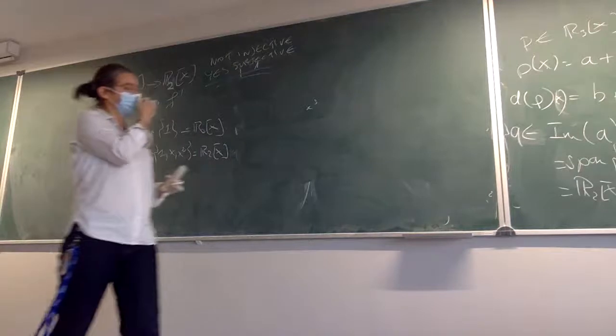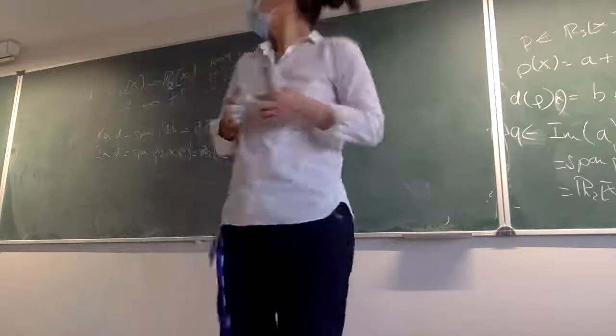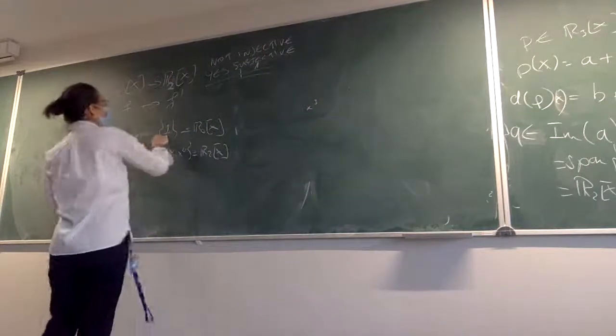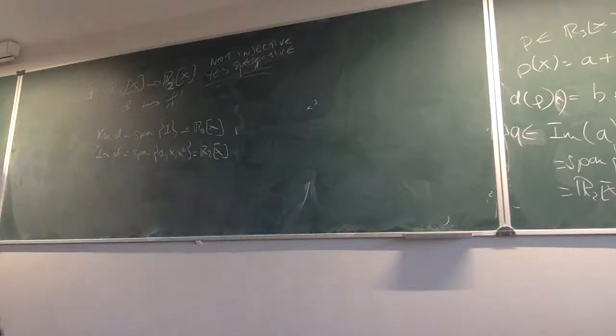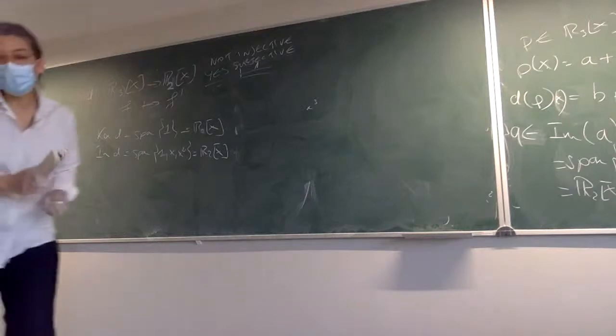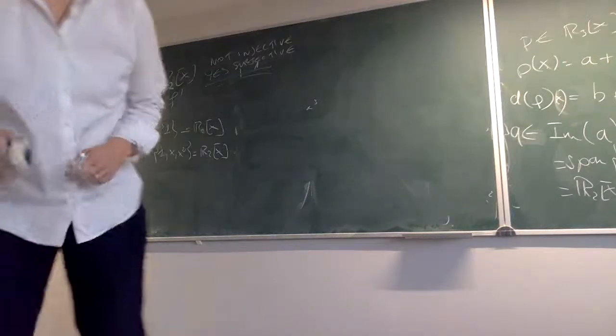The kernel is still spanned by the constants, it's R0[x] if you want to write it with the polynomial notations. Okay, and then I think we take again the same map, but on C infinity.